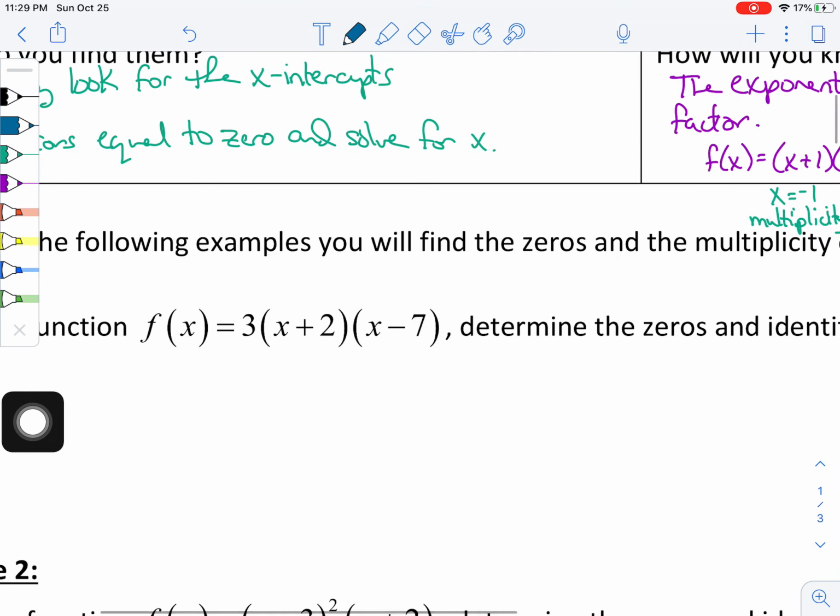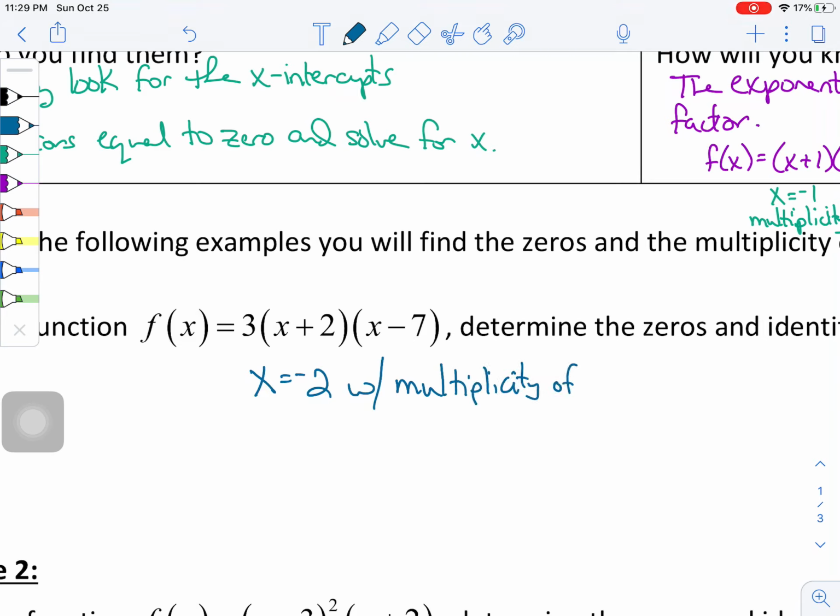So we have x plus 2 here. That is going to give me a zero of x equals negative 2 with multiplicity of 1. X plus 2 shows up as a factor just once, so it is multiplicity of 1. We also have a factor of x minus 7, so that would become x equals positive 7 with multiplicity of 1.